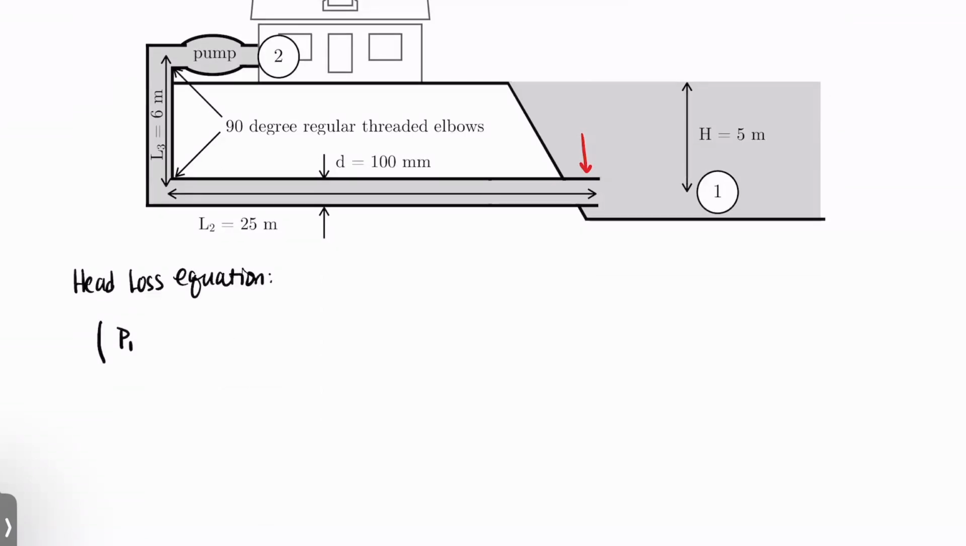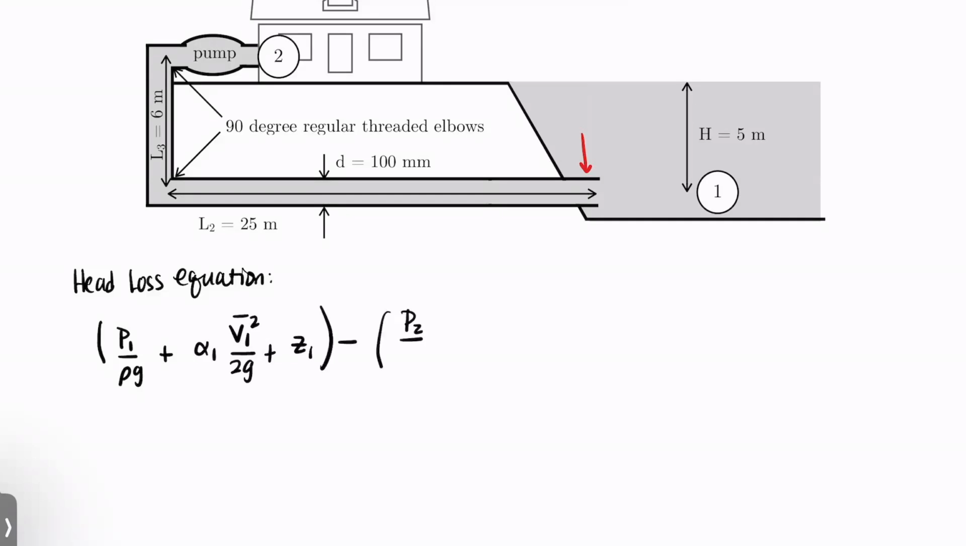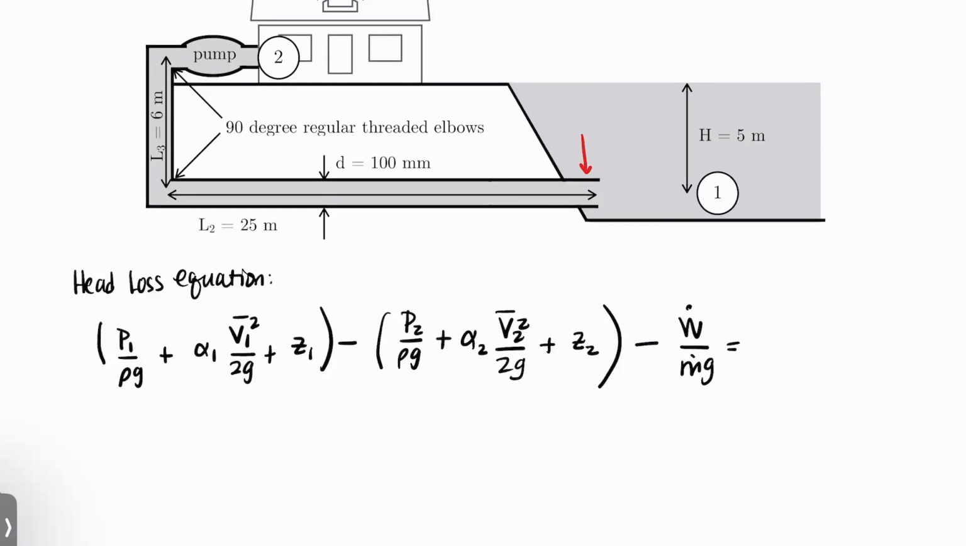Okay, so we have P1 over rho g plus alpha 1 V1 squared over 2g plus Z1, minus P2 over rho g plus alpha 2 V2 squared over 2g plus Z2, minus W dot over m dot g is equal to the major losses plus the minor losses. All right, so we want to find this.